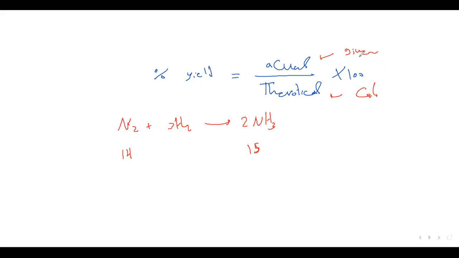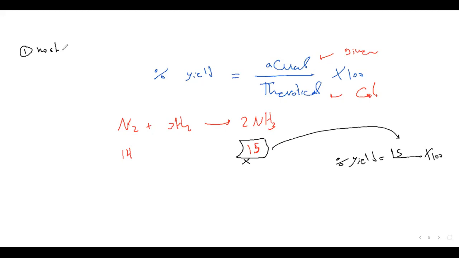Percentage yield is equal to actual over theoretical. Actual is 15. Theoretical will be calculated now, multiplied by 100. Consider 15 as unknown. اعتبر دي كأنها مش موجودة عندك. Then هنعمل الثلاث حاجات اللي اتفقت عليهم. Number 1, number of moles. Number 2, mole ratio. Number 3, use the new moles.